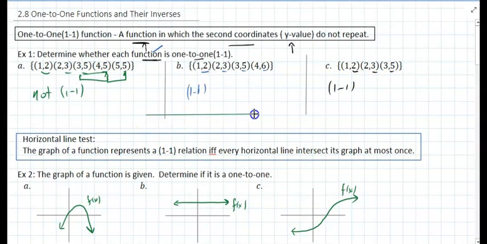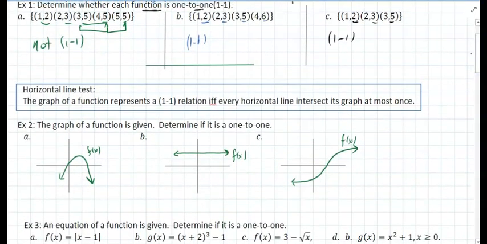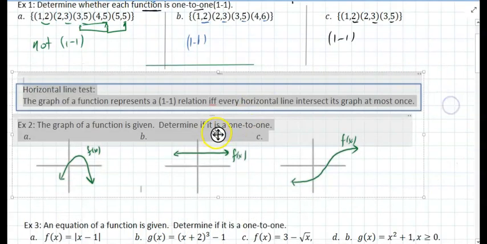So here we're going to do the same as when we did functions: given points, we're not going to do a map, given points, given a graph, given an equation. Tell me whether this is a function. Tell me whether this is one-to-one. And then we're going to deal with what's known as inverses, which is extremely important and a big deal for us.